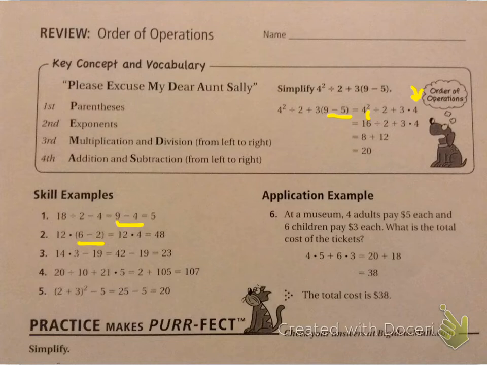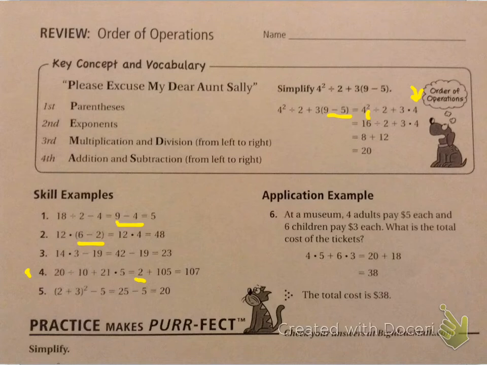Number 4. Again, you just go down the steps. Parentheses? No parentheses. Exponents? No, I don't see any exponents. Multiply and divide from left to right. So we start here on the left. We've got 20 divided by 10, which we know is 2. Plus 21 times 5. Well, we don't do the plus yet. We do the 21 times 5, which is 105. So now we just have 2 plus 105, which is 107.